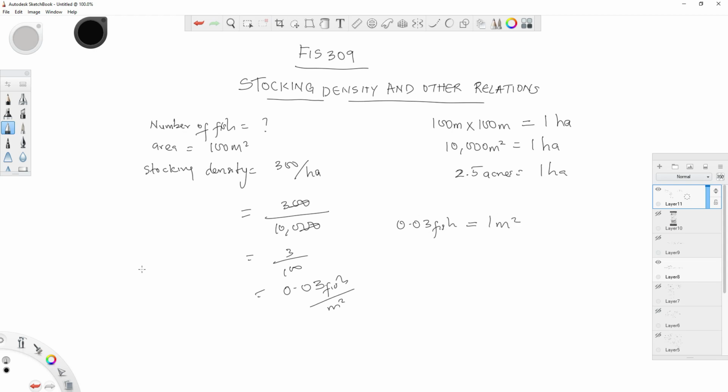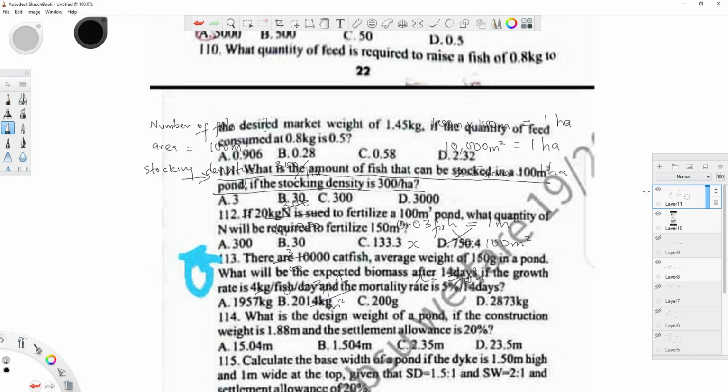Now, how many fish will stay in 100 meter square? That's the question now. Cross multiply, then we have 3 fish. All things being equal, if the question is correct, the answer should be 3 fish. So is anything like 3 there? Fortunately it is there, so the answer is A. Now that is stocking density.